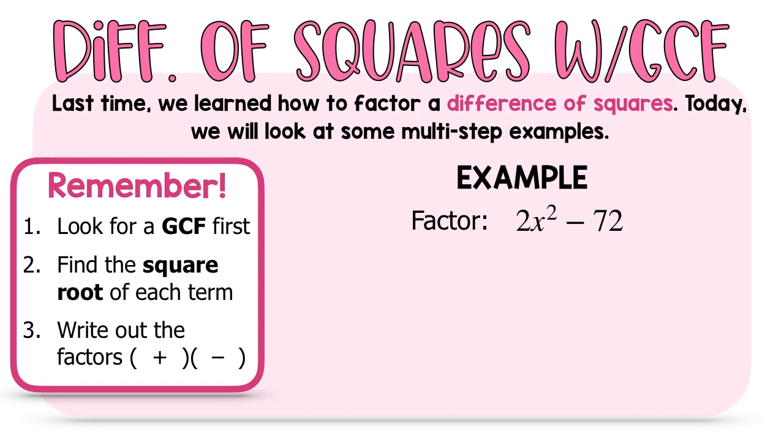So we're going to look at some examples today that have a GCF to take out first. So this is something we've been doing throughout the entire factoring unit. We kind of start with the basics and then we add in a GCF. So remember, your first step of factoring should always be looking for a greatest common factor. So let's go ahead and do that. So look for a greatest common factor first. That's our first step here.